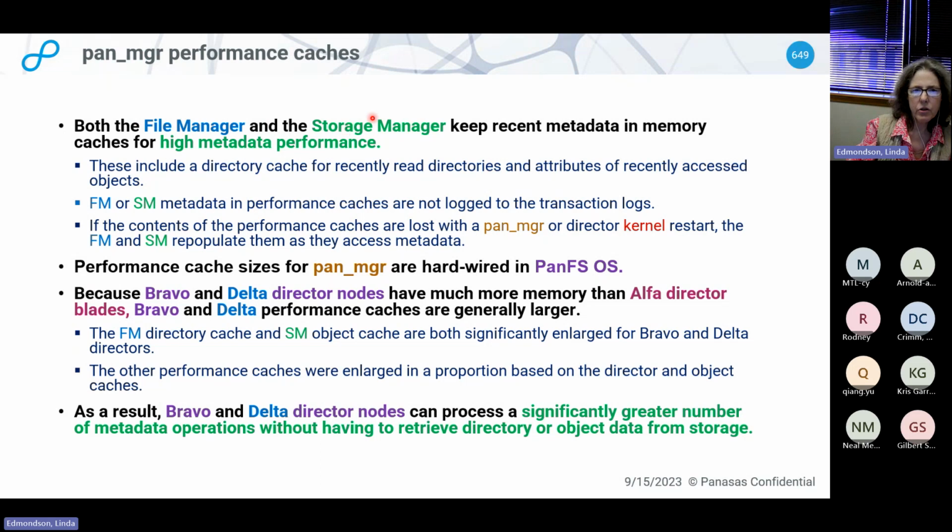Both the file manager and the storage manager also have performance caches. These are not critical. These are kept in volatile memory. If they're lost, it's no big deal. The director nodes just have to repopulate them. For the file manager, there is a directory cache for recently read directories and attributes for recently accessed objects. And these performance caches are much larger than they are on the alpha nodes, giving the ASD directors a significant performance advantage.